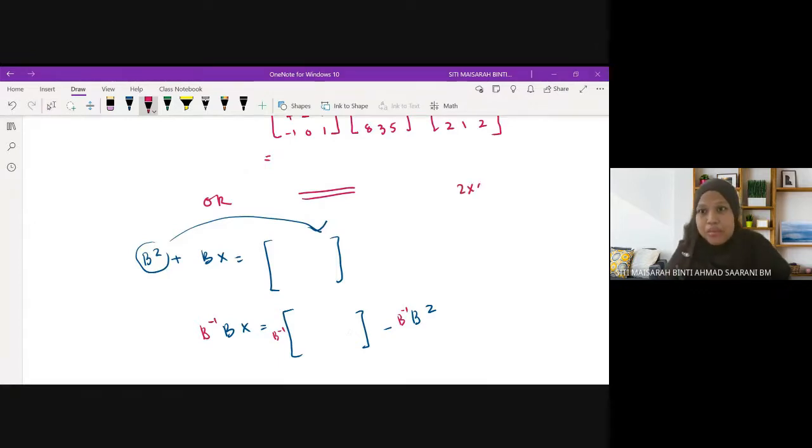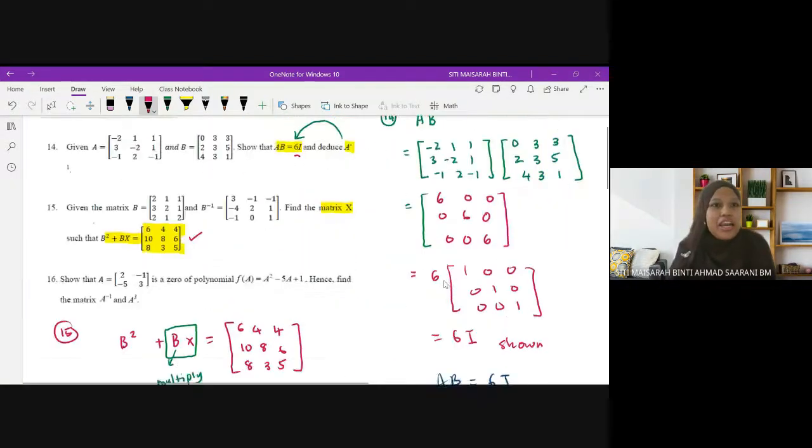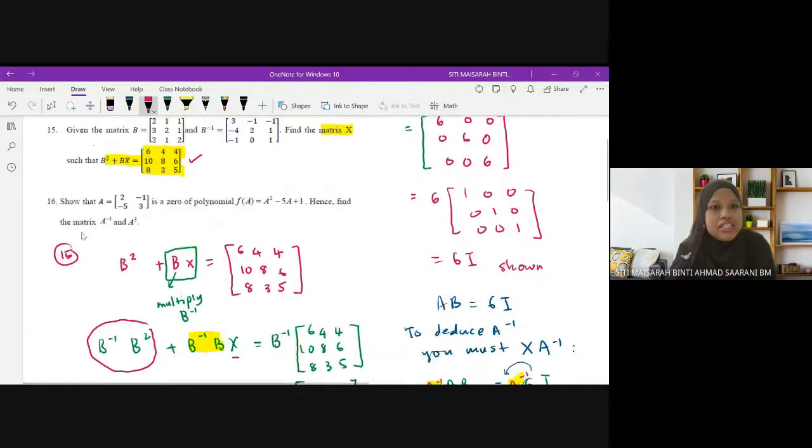2 darab 5 is equal to 5 darab 2. But kalau matrix AB does not equal to B darab A. Ini kena ingat for matrix. This is for matrix lah. Okay. Ni reminder pada awak lah. Okay. And then for question 16. Yang ni pun Meda dah terang hari tu.